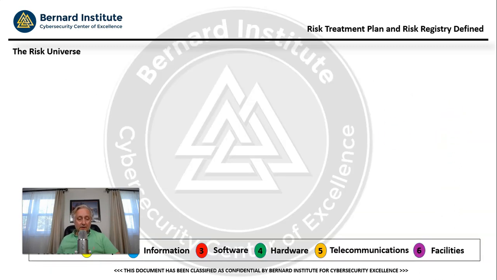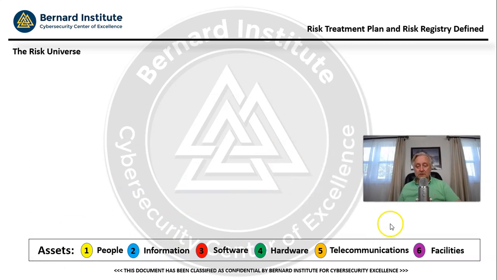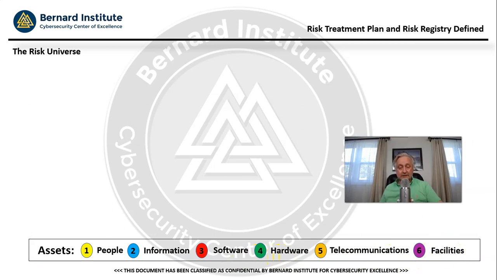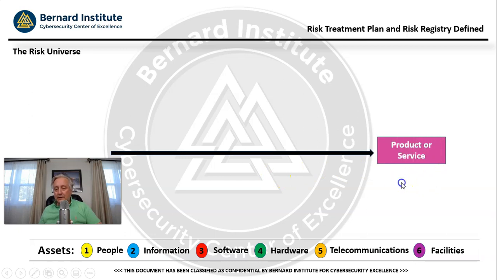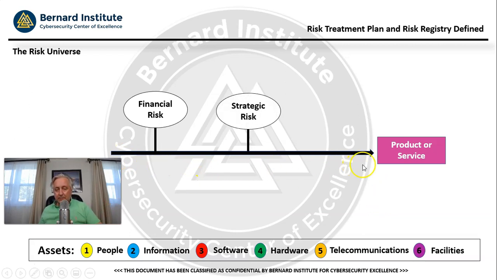Okay, so first of all, we're going to start talking about assets. There are 6 assets: people, information, software, hardware, telecommunications, and facilities. Facilities are required in order to deliver products. So we have assets, and then we have this backbone here that's linked to products or services.